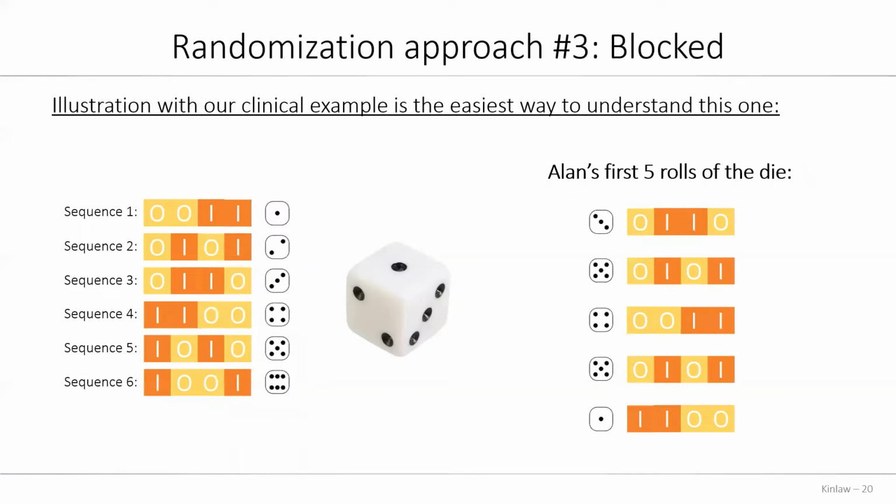Each time that I roll the die, I mark down the number that I rolled, and I look over to the chart to identify what that number really signifies. It signifies one of these random sequences of treatments that I'm going to allocate as patients enter my study.